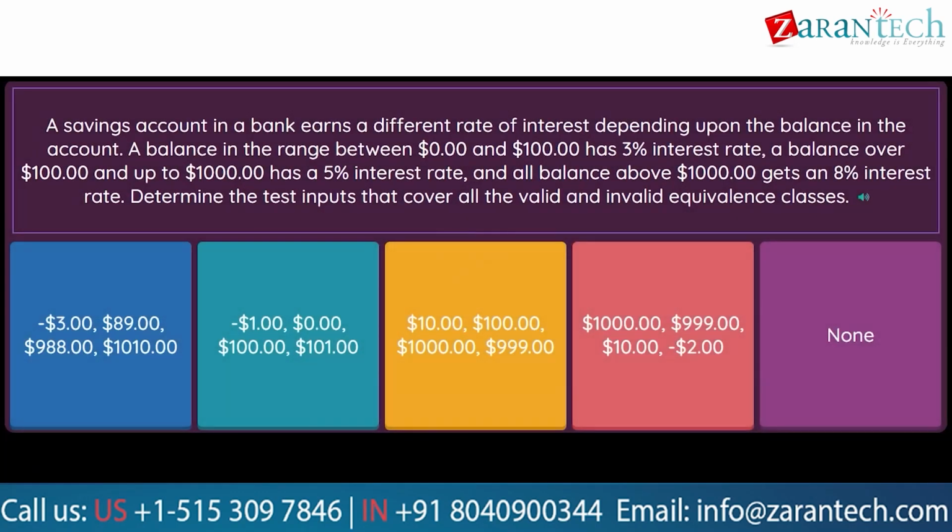Question: a savings account in a bank earns a different rate of interest depending upon the balance in the account. A balance in the range between $0 and $100 has a 3% interest rate, a balance over $100 and up to $1,000 has a 5% interest rate, and all balance above $1,000 gets an 8% interest rate. Determine the test inputs that cover all the valid and invalid equivalence classes.